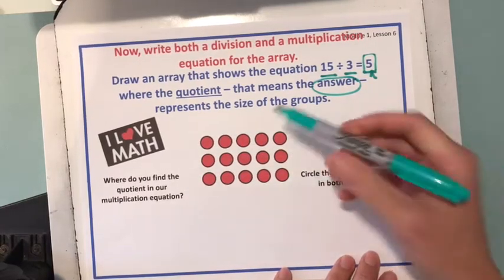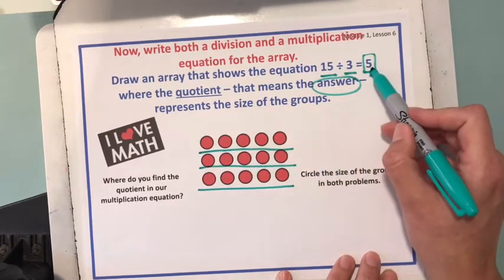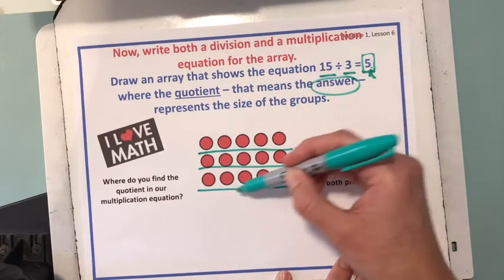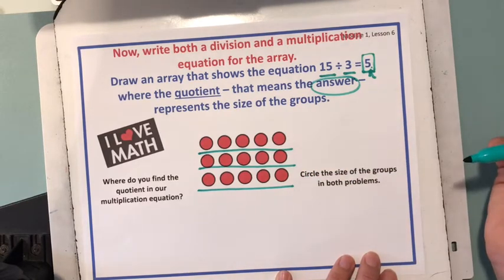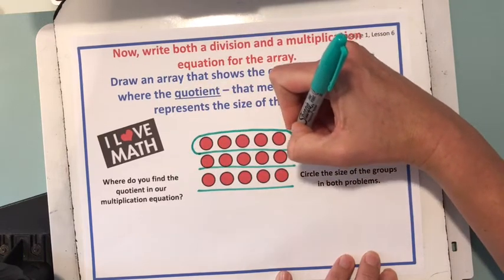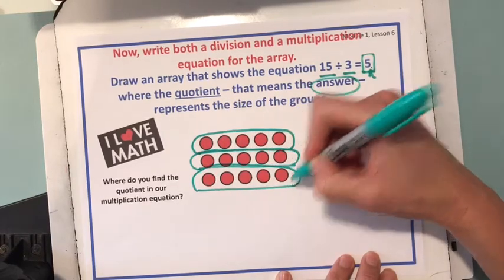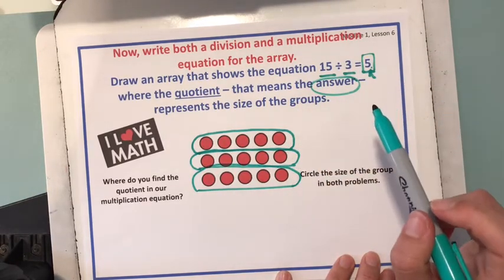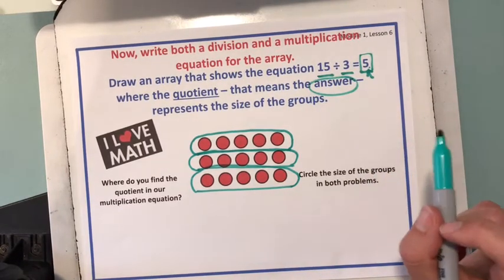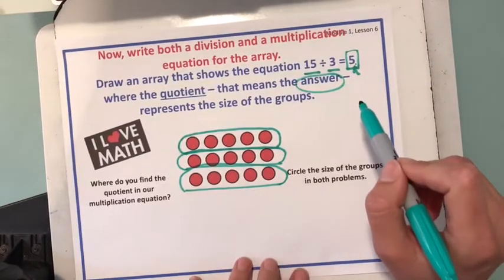So if you look at this picture, and I put lines on each of these rows, the 5 is representing the size of this row, the size of this row, and the size of this row, okay? So we're going to circle the size of the groups. I'm going to circle this one, and just watch, and this one. And where do you find the quotient in our multiplication equation? Now we're going to write, so they did the division sentence for us, right? We're going to write this in a multiplication sentence.